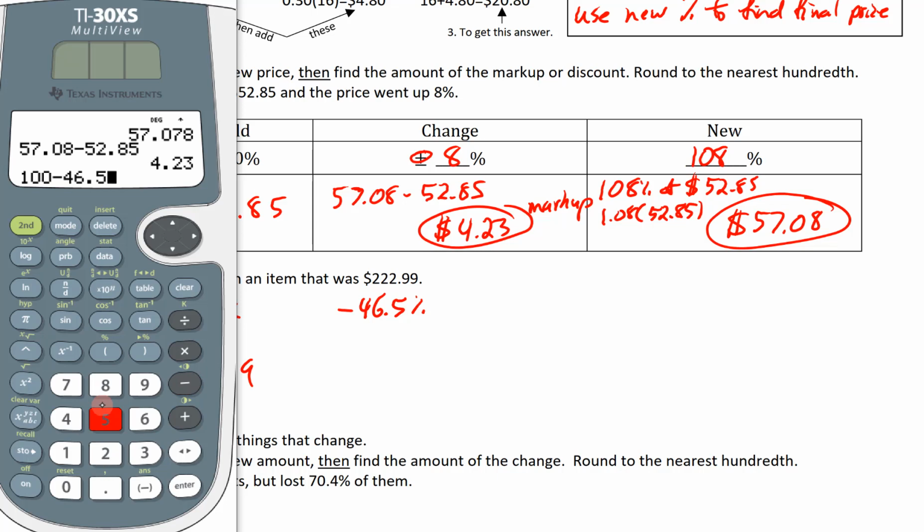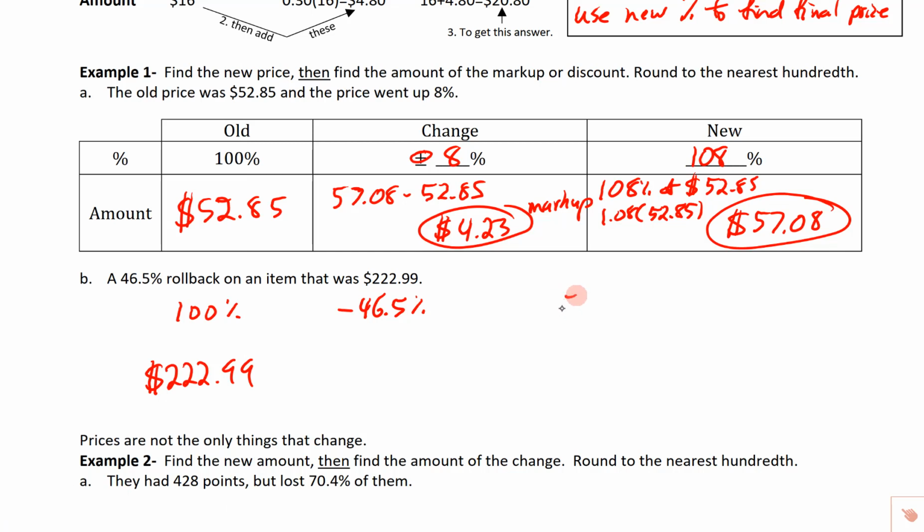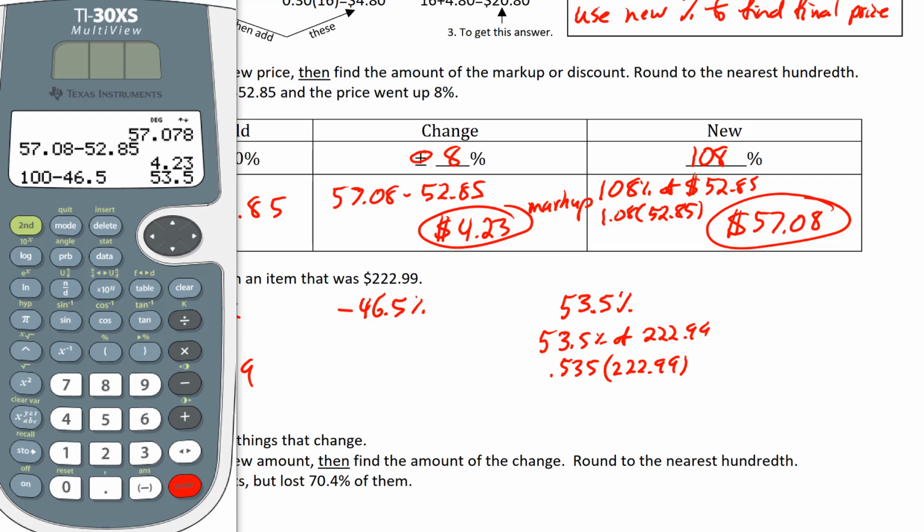Now you might be pretty good and can figure that out in your head. That's awesome. So it's 53.5%. So we only end up paying 53.5% of the original price. So we want to know what is 53.5% of that original price. 53.5% of the original price of $222.99. So we'll move that over 2 places. So we're going to have 0.535 times 222.99, and that's what we'll type into the calculator.